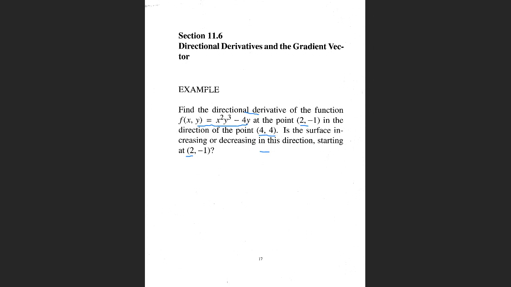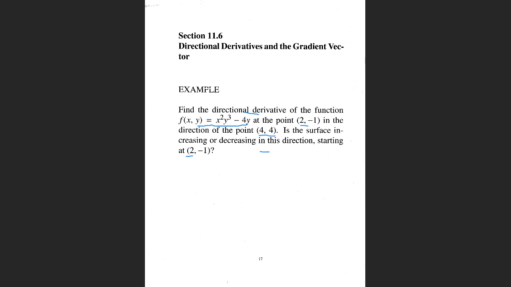Just imagine, you've seen people ski, right? Ski on slopes, on surfaces. Imagine you're on the mountain, and your x and y coordinates are (2, -1), and you want to ski in the direction of the point (4, 4). You can look in the direction of the point (4, 4).